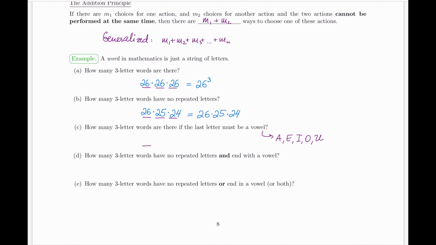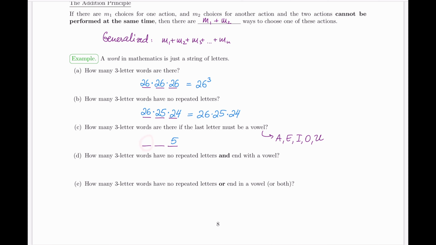So I'm still after 3-letter words. The last letter must be a vowel. So the last letter, I don't have 26 choices anymore. I only have these 5 choices to pick from. What about the first 2 letters? I have no restrictions on those. They can be anything, they can be repeated. I don't have any specific information telling me about that.